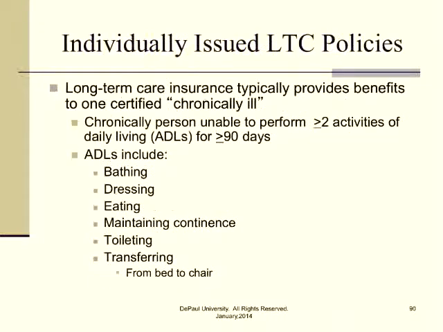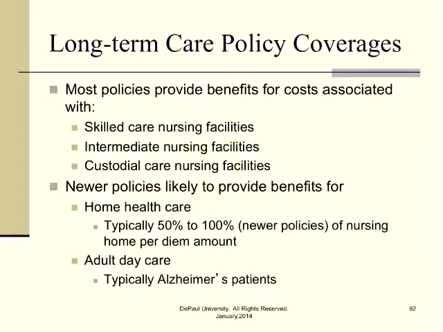Otherwise, it's 2 of 6 of the activities of daily living: bathing, dressing, eating, maintaining continence, toileting, transferring. 2 of 6 that would trigger it, or cognitive impairment. What's going to be covered? There's different kinds of plans.